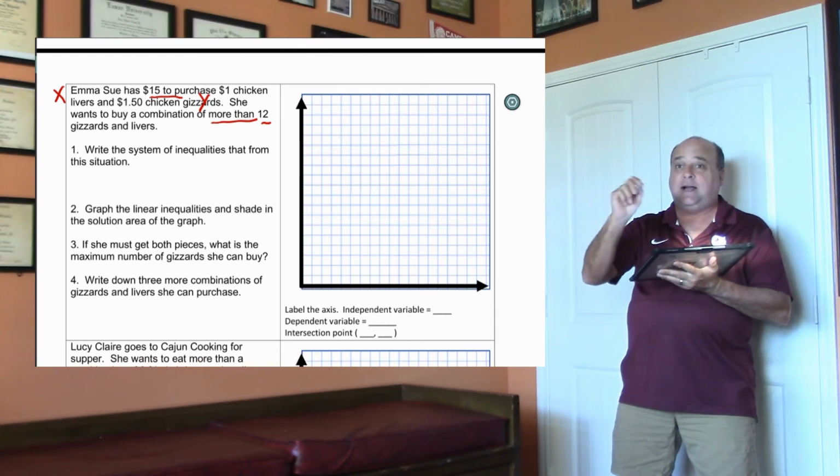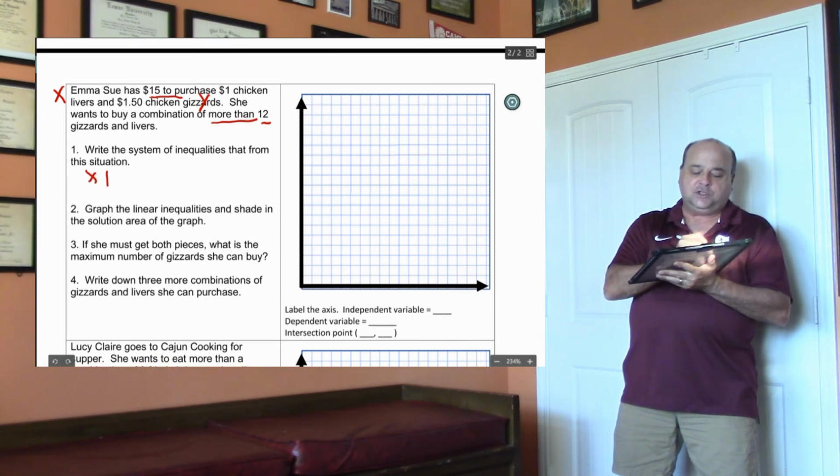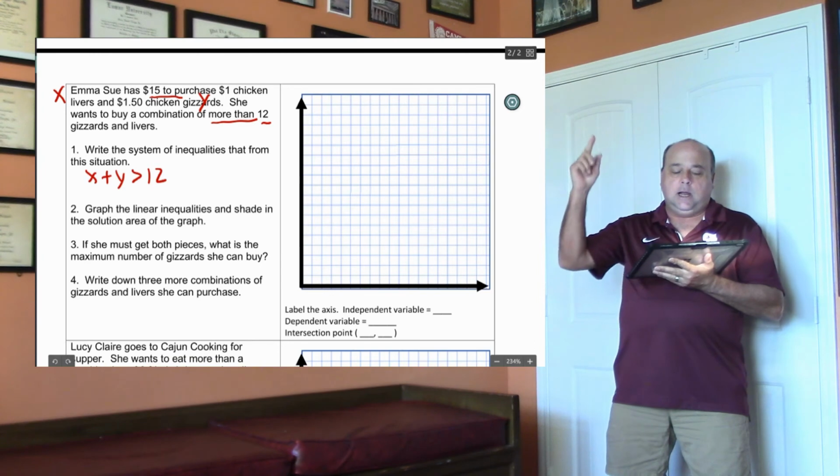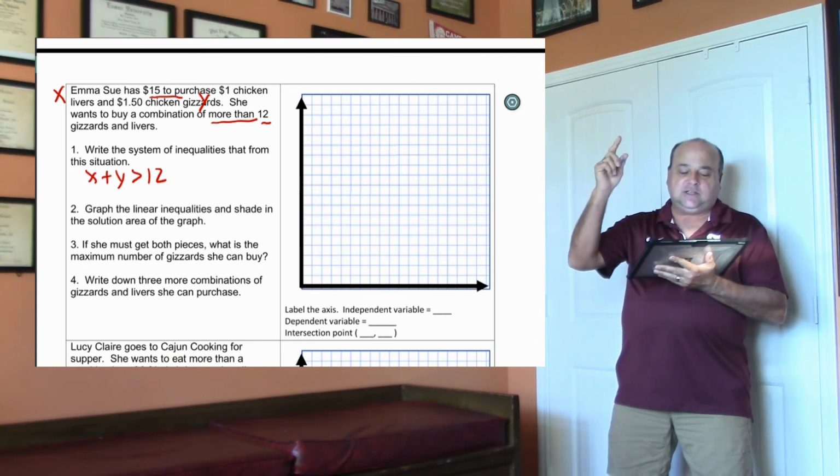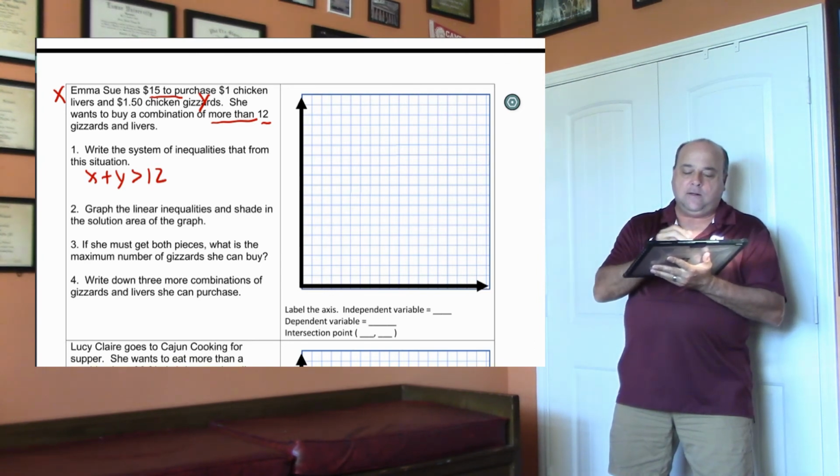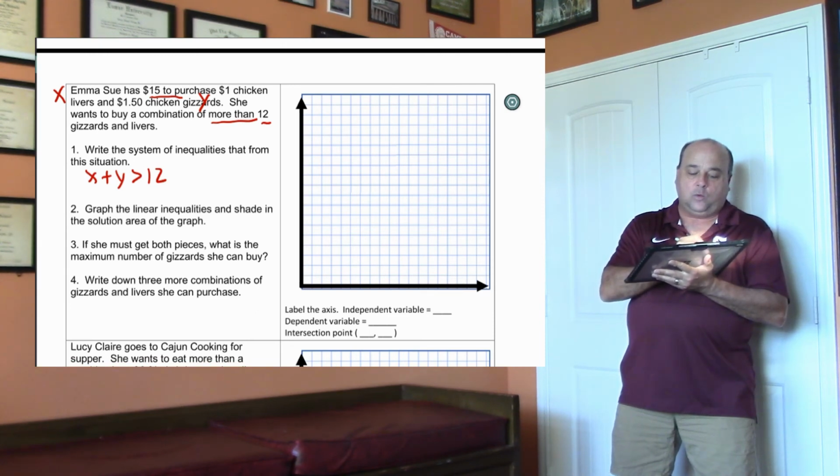More than 12 is not an equal bar, is it? So the first equation is going to be X plus Y more than 12. And on the next one, she has to be less than $15, right? So it's going to be 1 chicken liver is X, so 1 X plus 1.5 Y has to be less than or equal to 15.